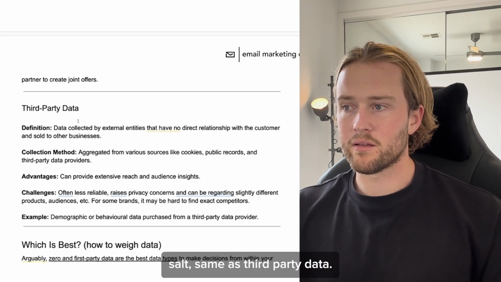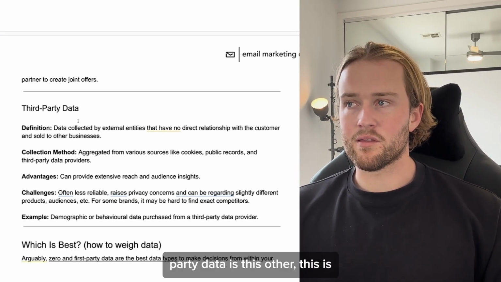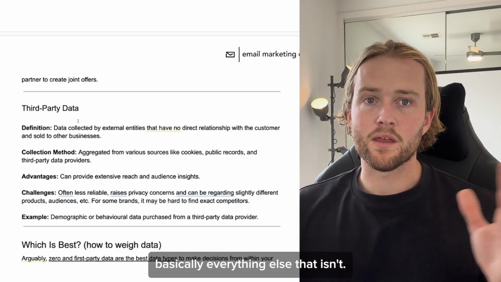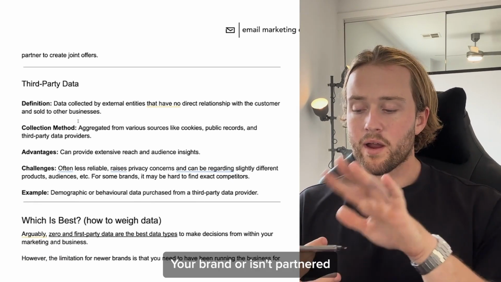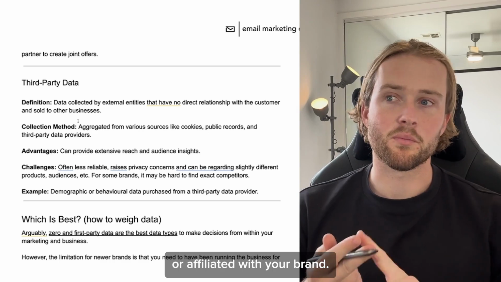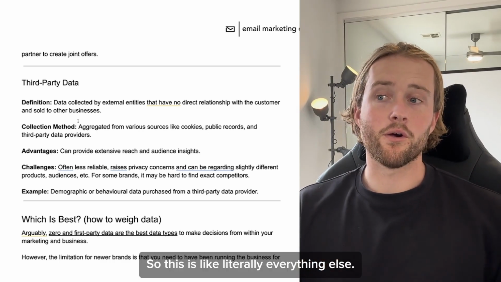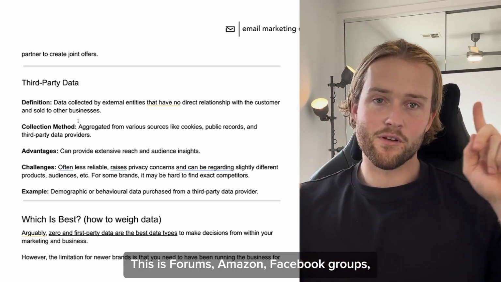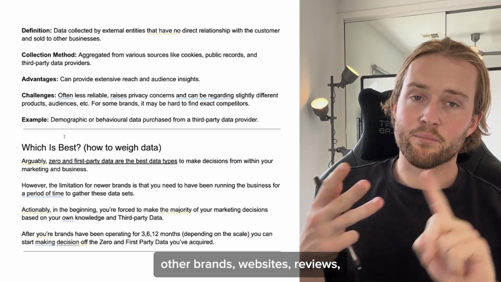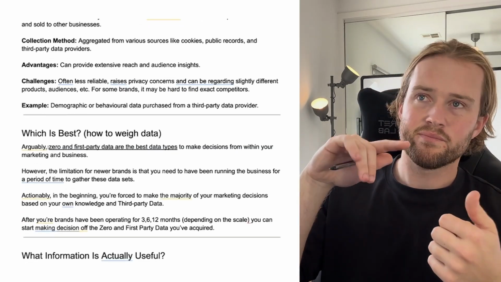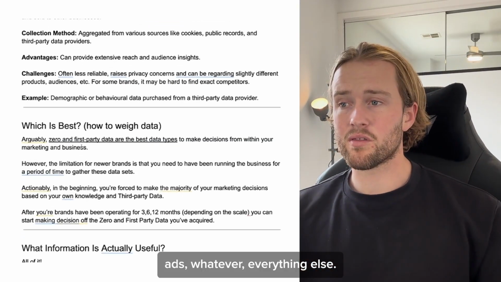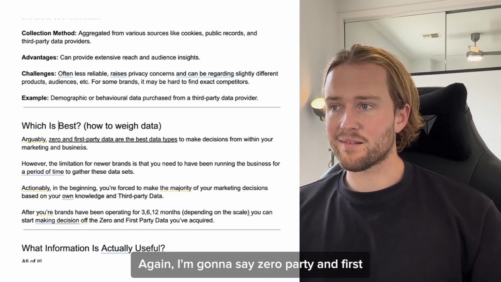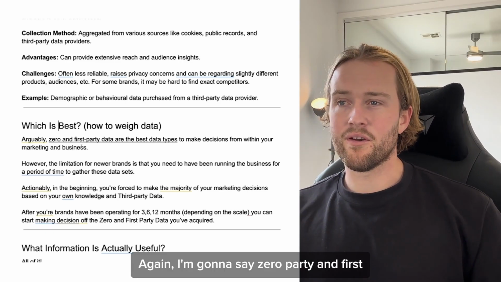Same as third party data. The only difference here with third party data is basically everything else that isn't your brand or isn't partnered or affiliated with your brand. So this is literally everything else. This is forums, Amazon, Facebook groups, other brands' websites, reviews, ads, whatever. This is everything else.